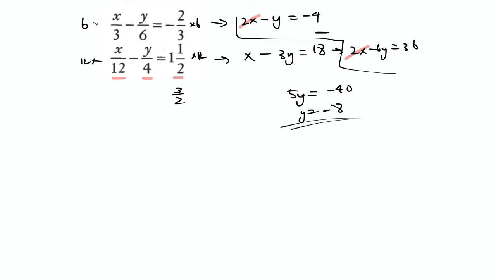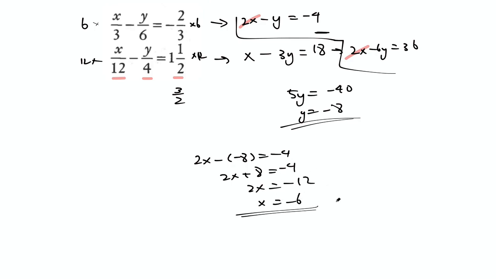So let's plug this back into this equation because the numbers are smaller here. Then we get 2x minus minus 8 has to be minus 4. This is 2x plus 8. Subtract 8 to both sides, and this will become minus 12. Divide everything by 2, and we get x is minus 6.